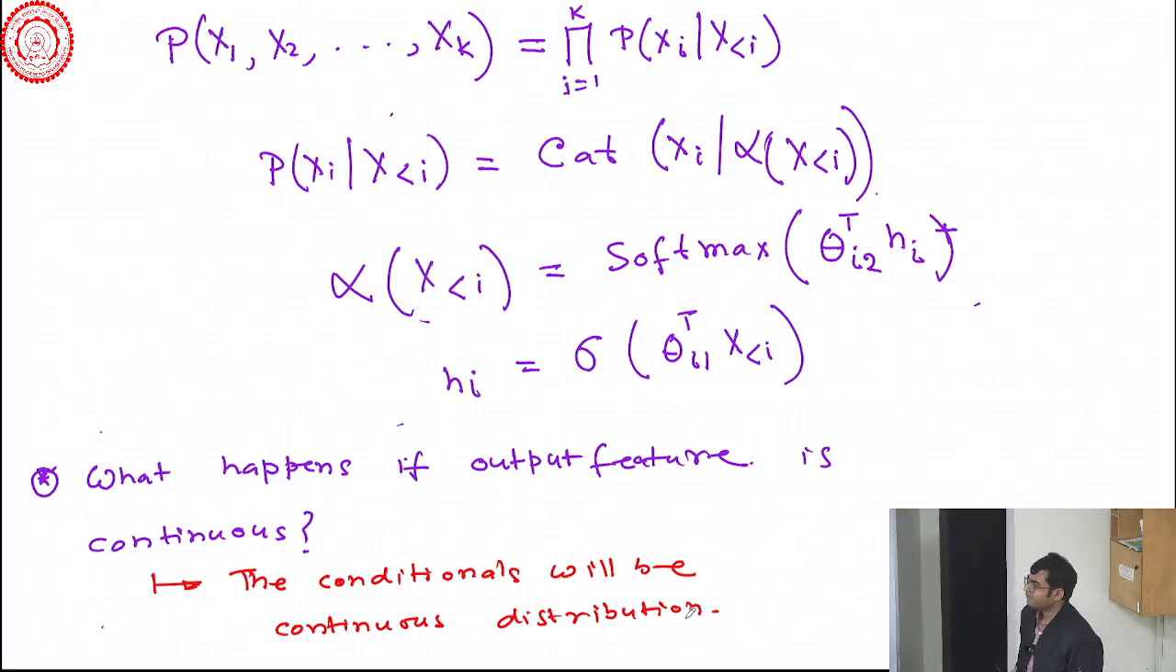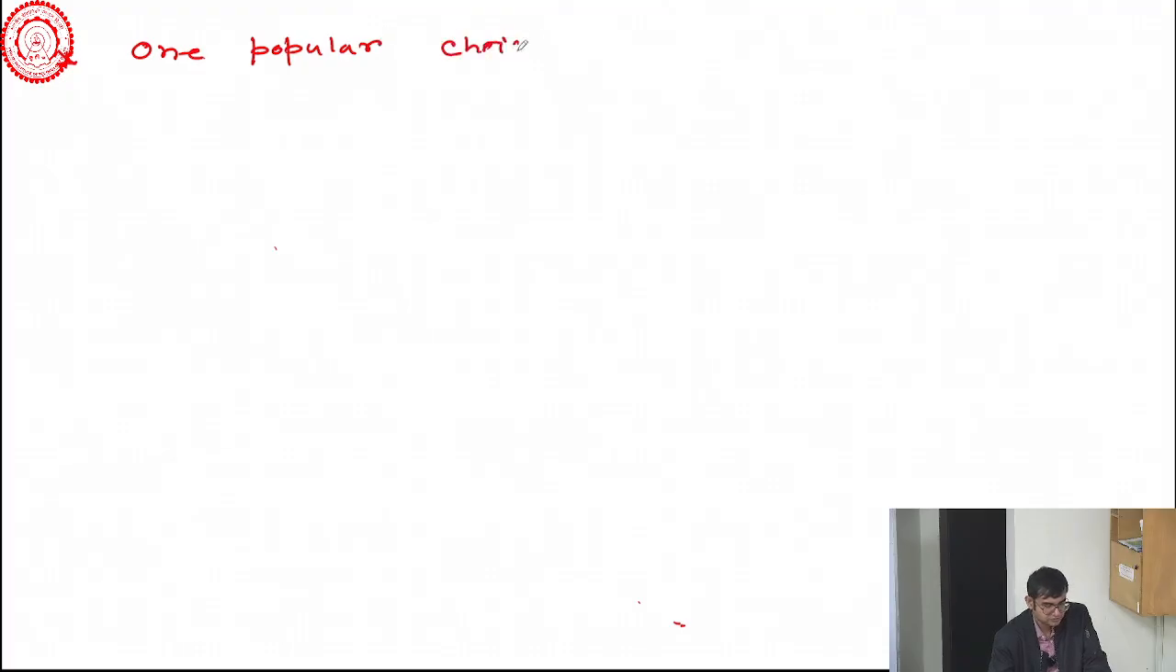So you have to select it. One popular choice is mixture of Gaussian. It's not the only choice, obviously. So the conditionals will be continuous distributions. One popular choice is mixture of Gaussians.